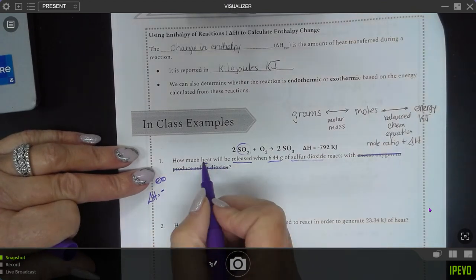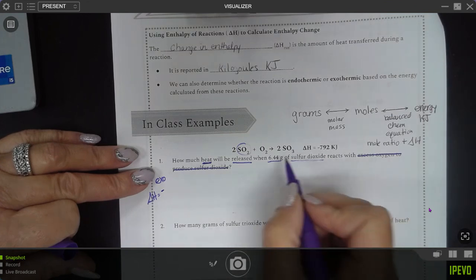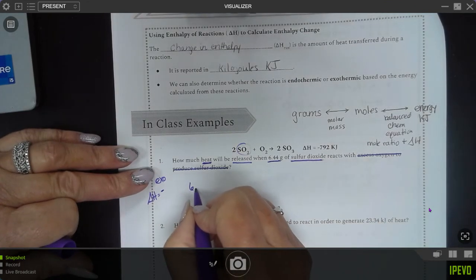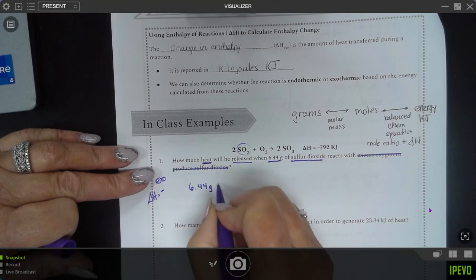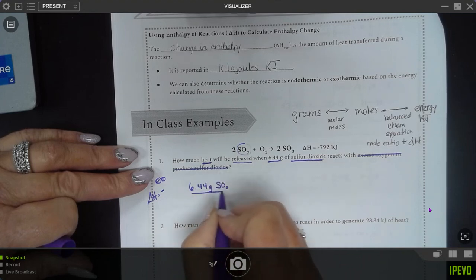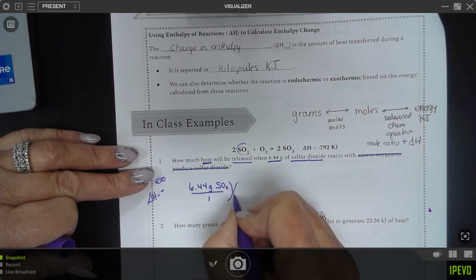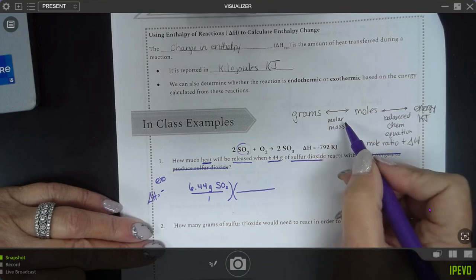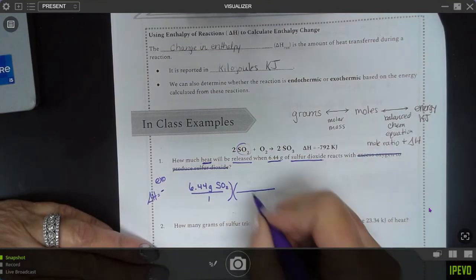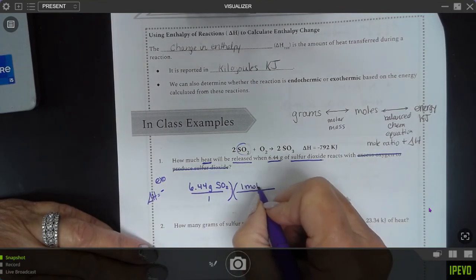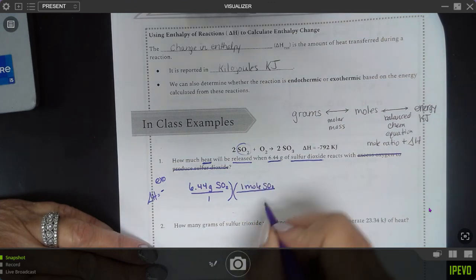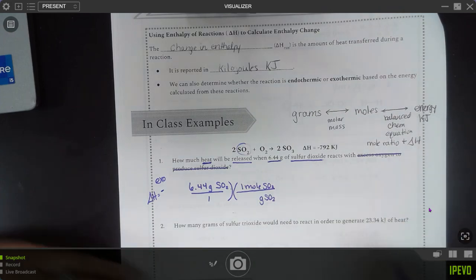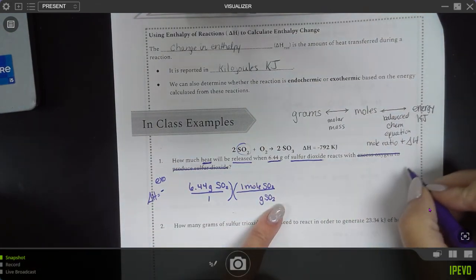We're looking for heat, and we're starting with grams of sulfur dioxide. So I'm going to put this up here, 6.44 grams of SO2. Okay. To get our first step, we have to go from grams to moles using the molar mass. Okay, so we're going to say 1 mole of SO2 is equal to how many grams of SO2? So here we have to calculate our molar mass from our periodic table.